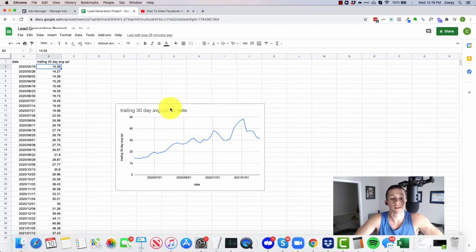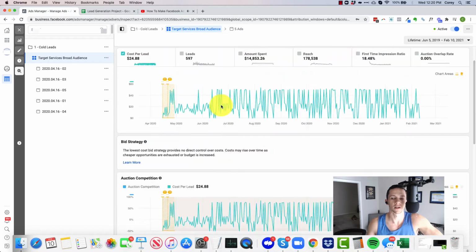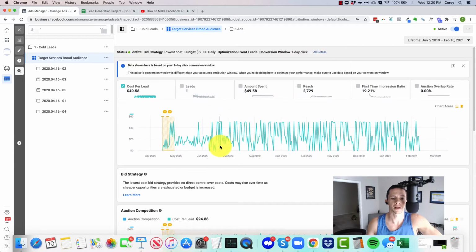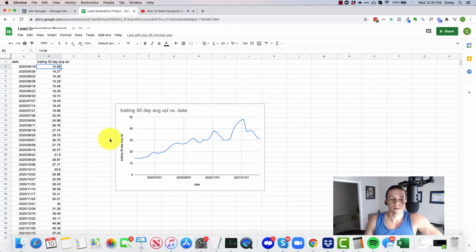And this is how I look at things, because on a daily basis, you get absolutely no valuable data. Like if we look at this here, cost per lead data, right here, $50. Next day or a couple days later, it's like $12, and then back up to $50. So you can see this thing pings around between a high of about $50 and a low of about maybe $12 or so. But on a daily basis, that's irrelevant.